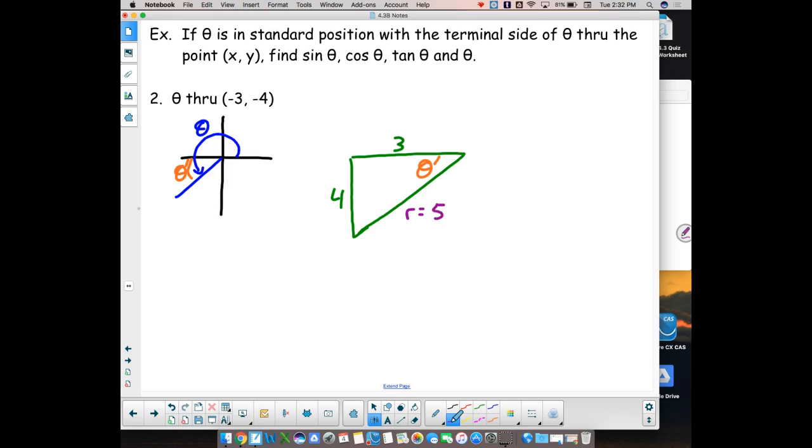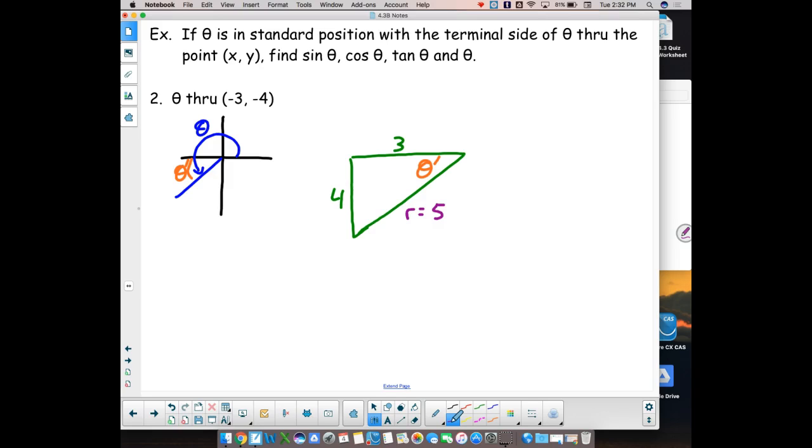Know your Pythagorean triples. 3, 4, 5; 6, 8, 10; 5, 12, 13; 8, 15, 17 are the 4 most common Pythagorean triples. Pythagorean triples are 3 numbers that make the Pythagorean theorem work. Saves you some time, saves you some work. So R, their value is 5.